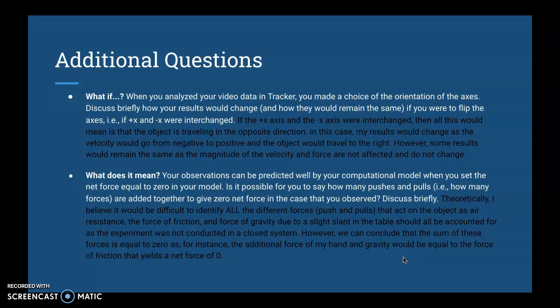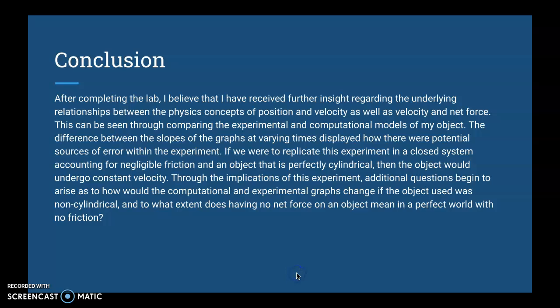Additionally, theoretically, I believe that it would be difficult to identify all the different forces, pushes or pulls, that act on an object, as air resistance, the force of friction, and the force of gravity due to a slight slant in the table should all be accounted for, as the experiment was not conducted in a closed system. However, we can conclude that the sum of these forces is equal to 0 as, for instance, the additional force of my hand and gravity would be equal to the force of friction, which yields a net force of 0.